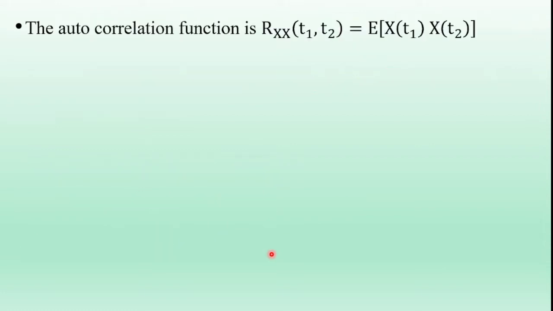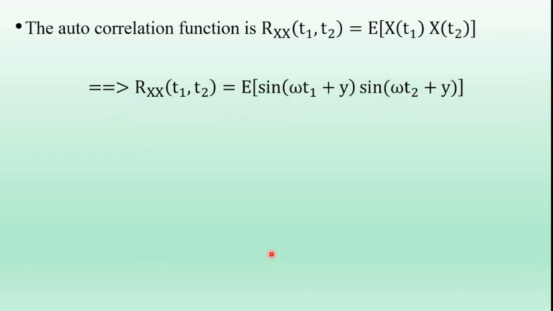So we know that the autocorrelation function of x of t is Rxx of t1 comma t2, equal to the expectation of x of t1 into x of t2. Given that the random process x of t is sine of omega t plus y, x of t1 is sine of omega t1 plus y and x of t2 is sine of omega t2 plus y.